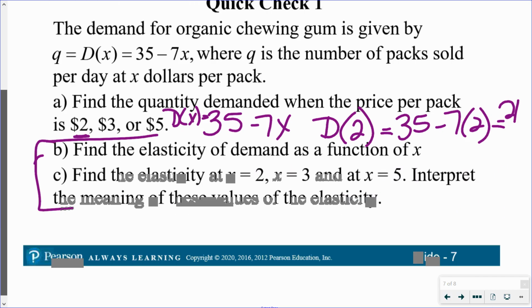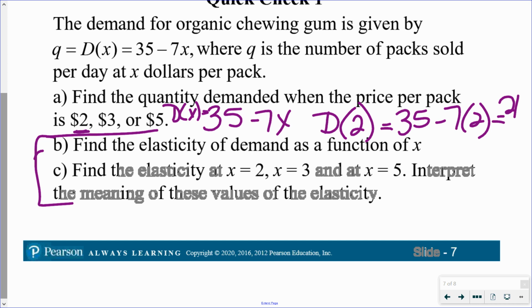Okay, and that is everything for elasticity of demand. So this will show up on your next quiz. It will have part A, where you have to tell me the quantity demanded at a certain price. It will have find the elasticity of demand, so you have to get me that function. You will have to find the elasticity at a certain price and tell me what that means. You also have to find where the elasticity is equal to 1 and tell me what that means when elasticity equals 1.